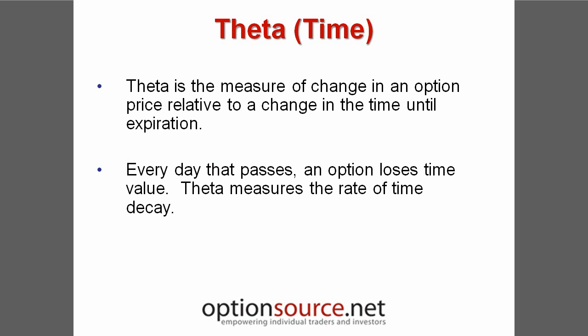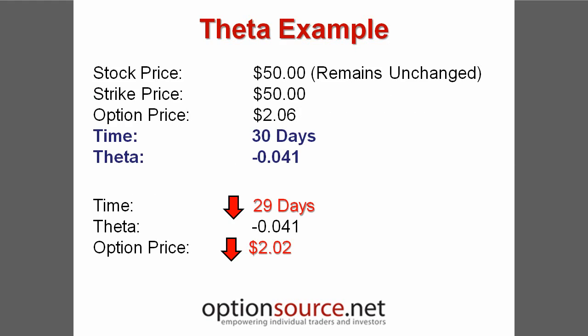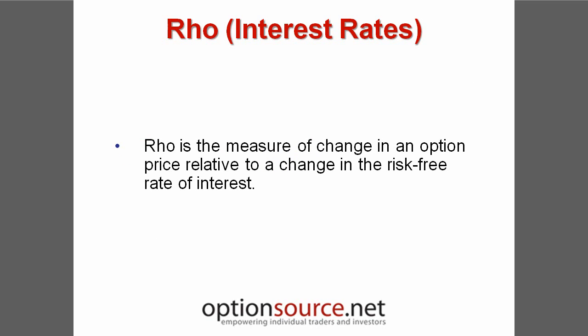The next option Greek is theta. The theta is the measure of the change in the option price relative to the change in time to maturity. Every day that passes, the option will lose some of its value. The theta measures that rate of decay. In this example of theta, we have a stock that is priced at $50 and an at-the-money option at the $50 strike. There are 30 days until expiration. The call option is priced at $2.06 with a theta of minus 0.041. If the number of days until expiration drops from 30 to 29, the option would decrease from $2.06 to approximately $2.02.